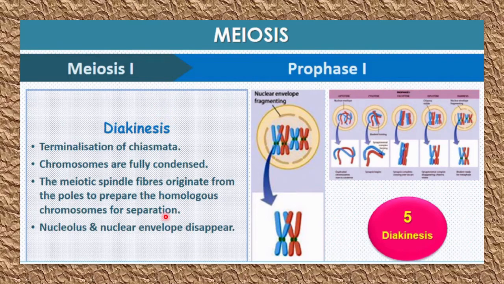So what happened during this stage? Terminalization of chiasmata. The chromosomes will be highly, or we can say fully, condensed. The meiotic spindle fibers will originate, and finally you will observe the nucleolus and nuclear envelope disappear, and that is the indication of the completion of prophase 1 and the initiation of metaphase 1.